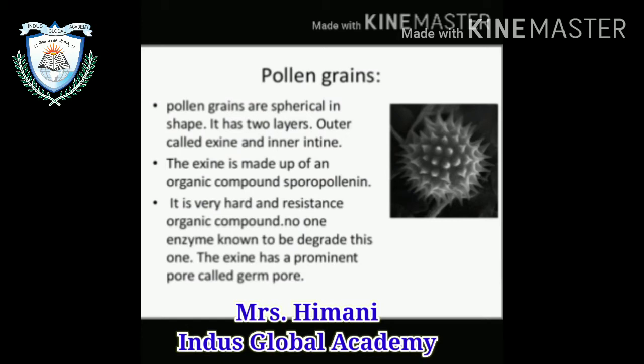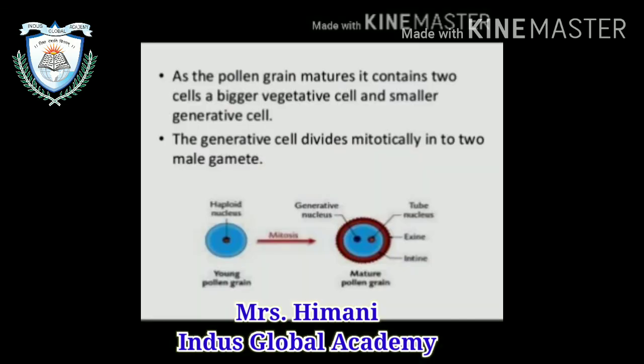pollen grains. Pollen grains are spherical in shape. It has 2 layers: outer exine and inner intine. The exine is made up of an organic compound called sporopollenin. It is a very hard and resistant organic compound. No enzyme is known to degrade this. The exine has a prominent pore that is known as germ pore.